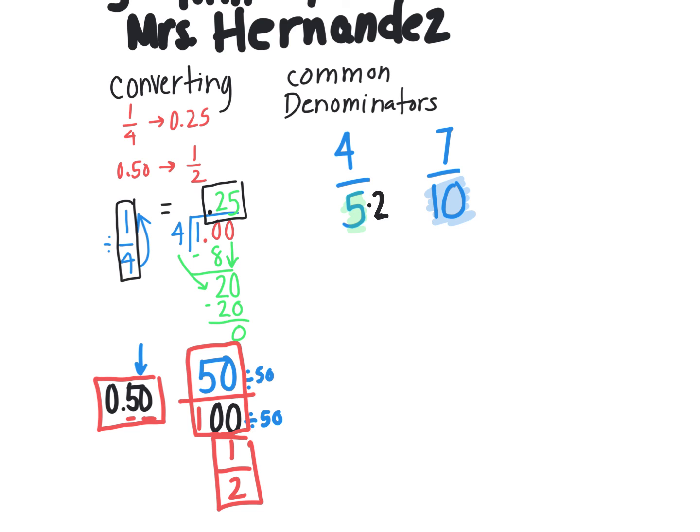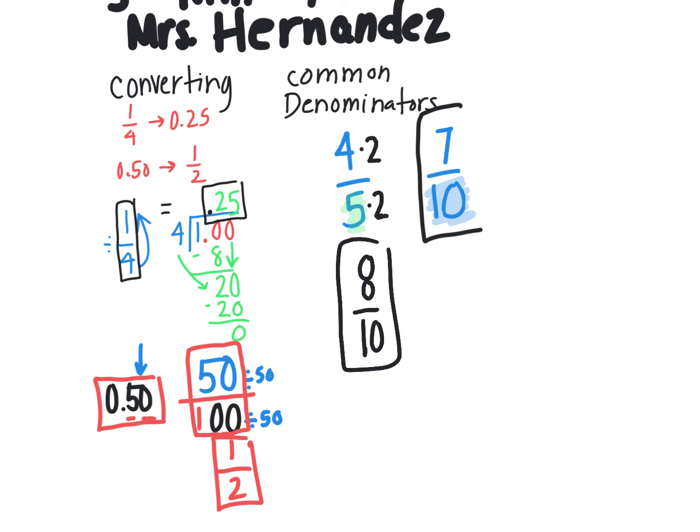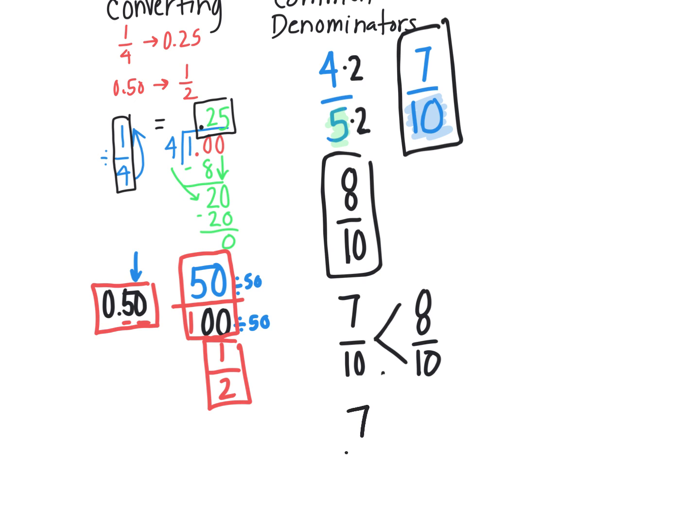And if I multiply the bottom times 2, I also have to do the same thing to the top. So in this case, my new fraction is 8/10. Now you can see they both have common denominators, which is a 10. And we could easily order these. We could say 7/10 is smaller than 8/10. So we could make it an inequality where we say 7/10 is smaller than 8/10. Or we could order them. We could say 7/10 is the least, then 8/10 goes next.